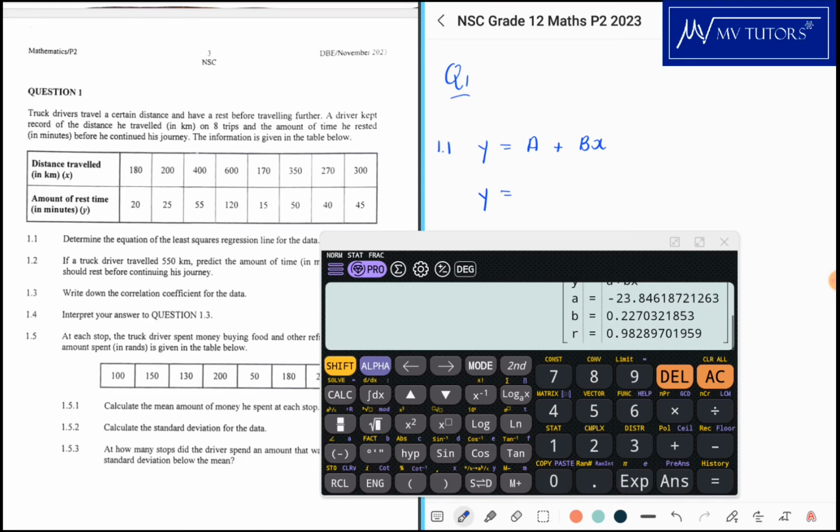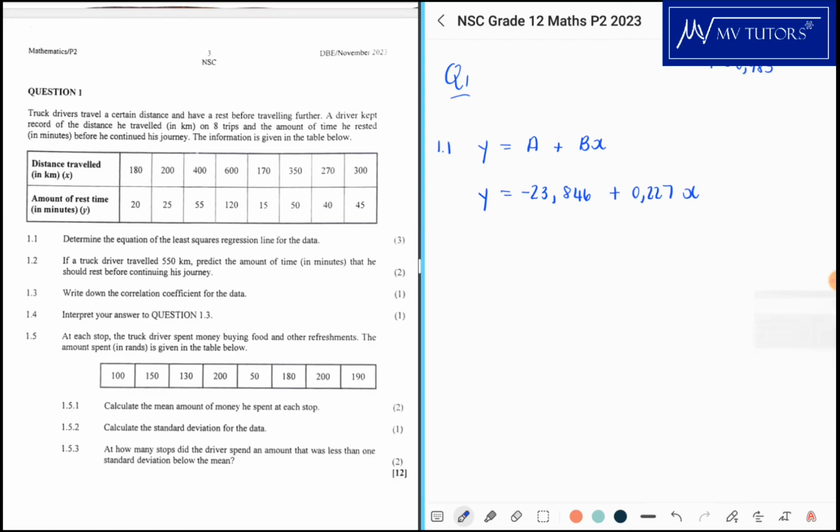For A, I have negative 23. I'm going to round off to 2 decimal places, or maybe let's make it 3. So negative 23,846, and then plus 0,227x. So that is our formula. All right, and then I'm just going to put R there, just for control, just in case I need it. They didn't ask for it.